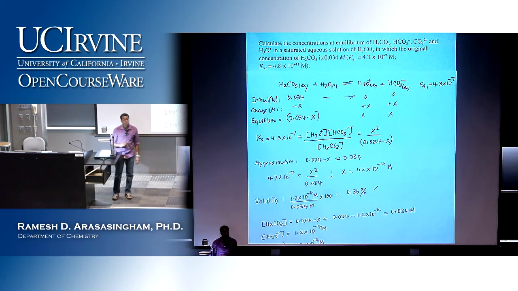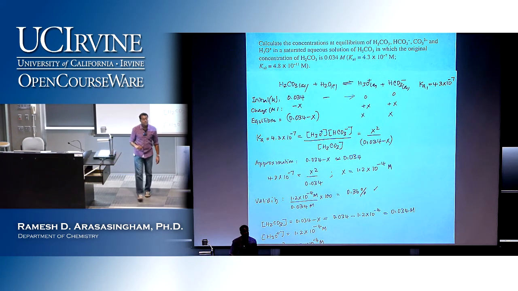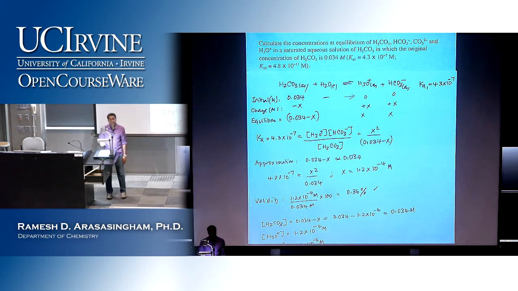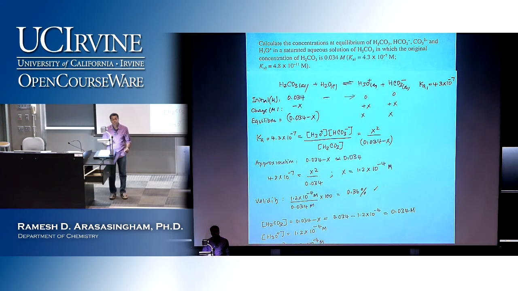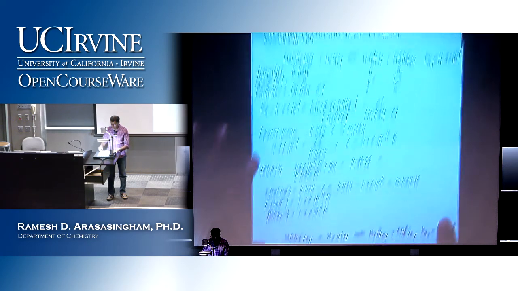And x comes out to be 1.2 times 10 to the negative 4 molar. And then we validate our approximations. When we check validation, we know it's well below our 5% threshold.